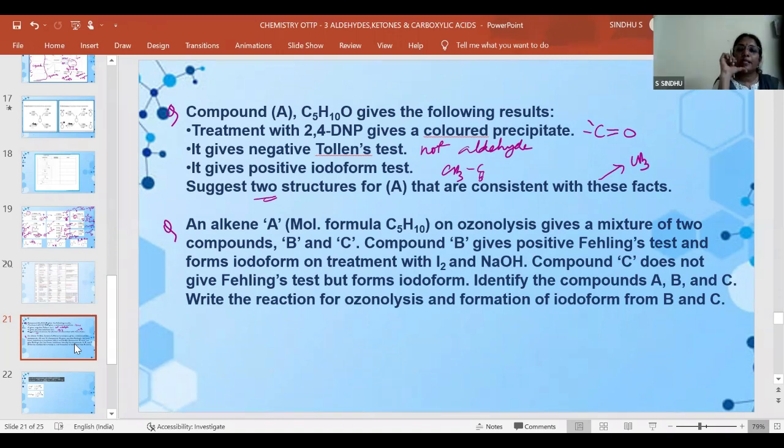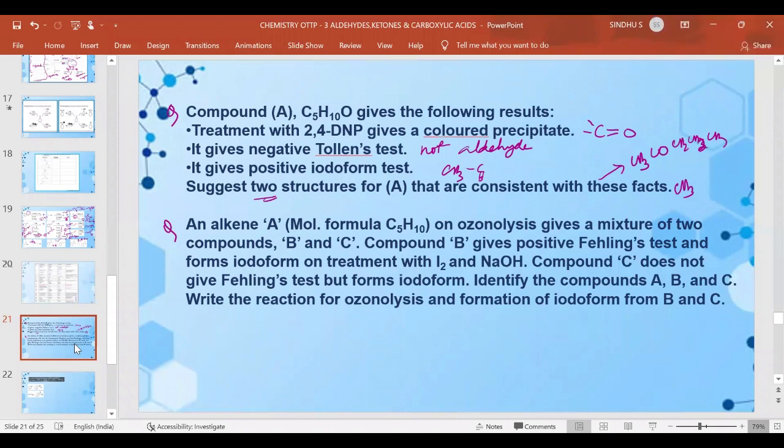So A can be any of the two. 2-methyl ketone, ma'am. Yeah, 2-methyl ketone. So one can be CH3CO, next CH2, CH2, CH3, the normal pentan-2-one, right? And the other one will be iso, yes, sir. It can be isopropyl. So these are the two possibilities that we can have with these, no?